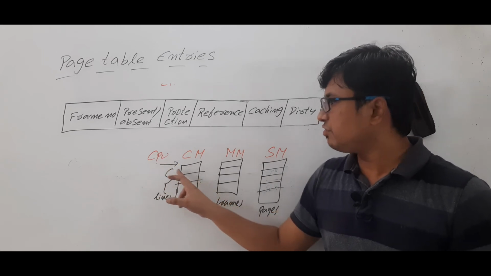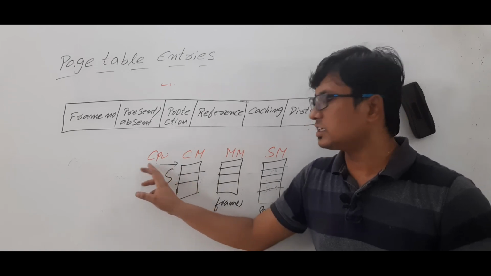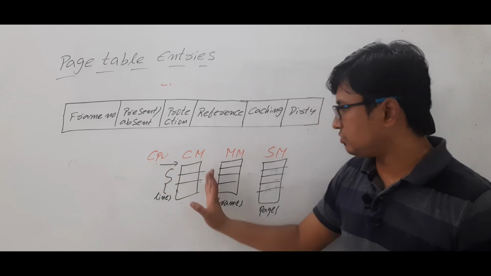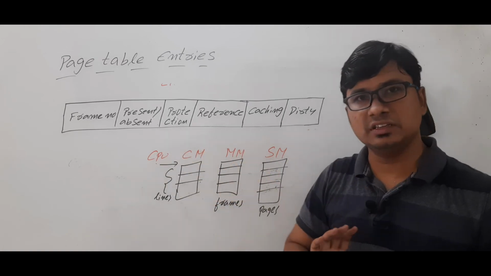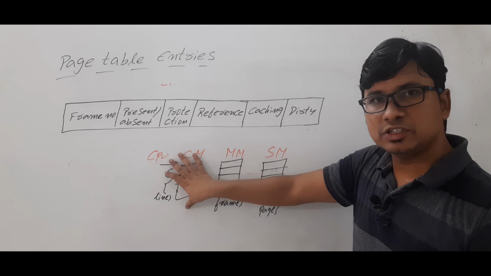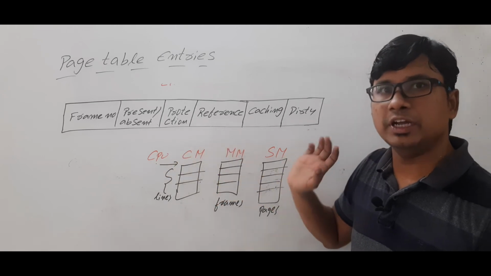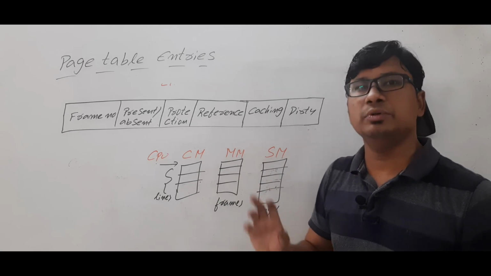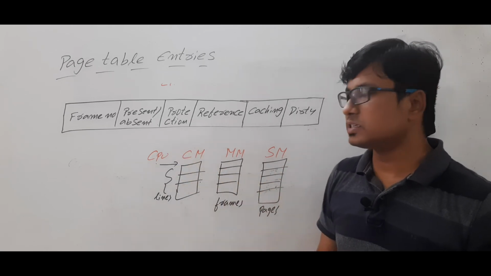Is it clear? Now if the CPU wants to search for an instruction, first it will search in the cache memory. If the information is available, then we say it is a cache hit, and that instruction will be fetched from the cache memory. Instead of searching in the main memory and secondary memory, it will first search in the cache memory. If the information is not available in the cache memory, then it will start searching in the main memory. If the information is available there, then we say it is a page hit. Are you able to understand?